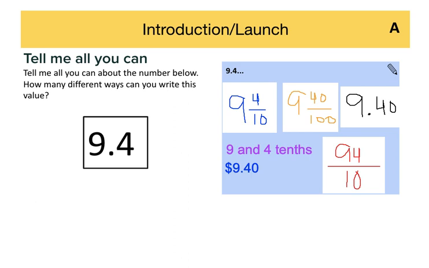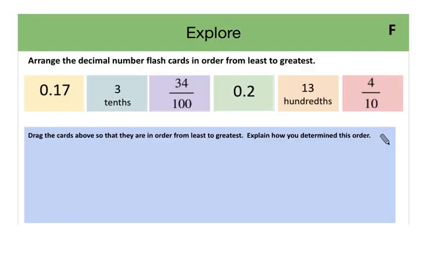All right, let's take what we learned from this slide and go ahead to the next slide. So we're going to jump ahead to slide F. Here it wants you to arrange the decimal number flashcards in order from least to greatest. Again, make sure you're paying attention to the order. It wants it from least to greatest. Drag the cards above so that they are in order from least to greatest. Explain how you determined this order. So go ahead and pause and answer this question. When you're ready, go ahead and unpause.